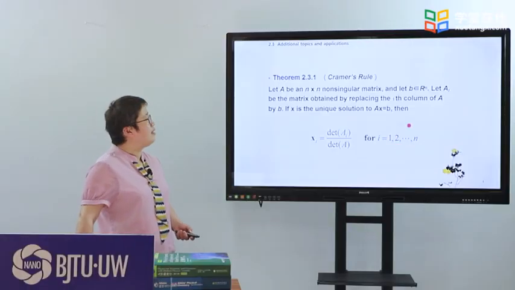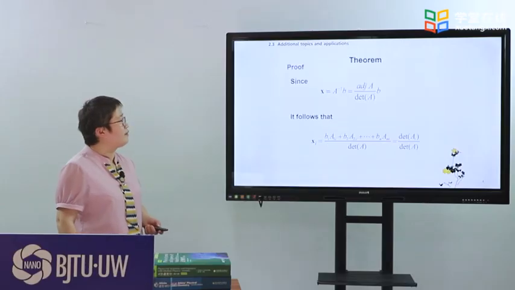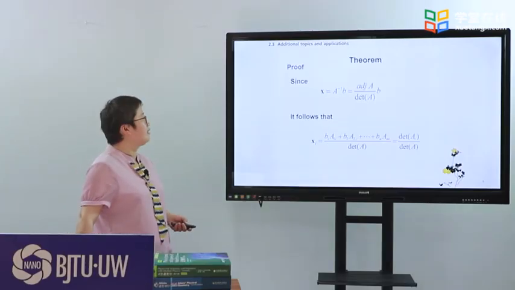So this theorem tells us that for a non-singular matrix A, if we calculate the solution to AX equals B, each component of X can be represented as the division of two determinants. Okay, so let's see how to prove this.